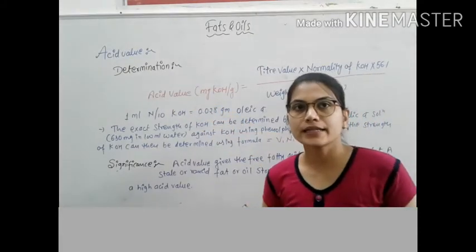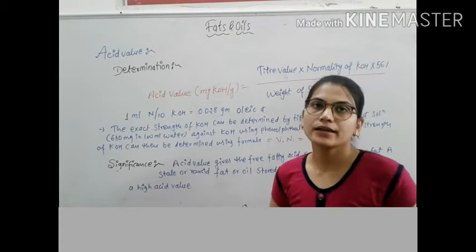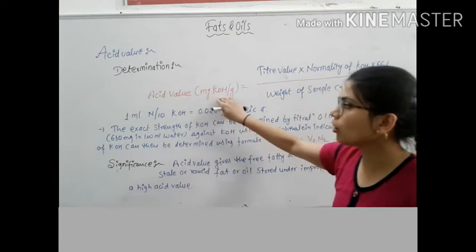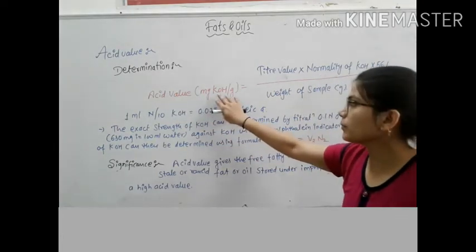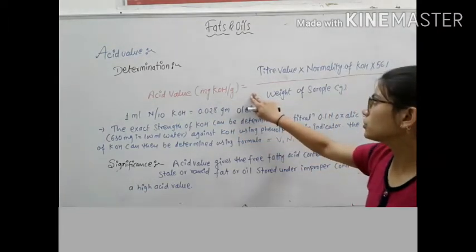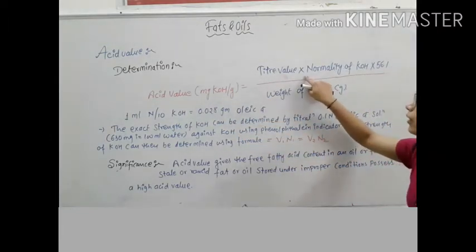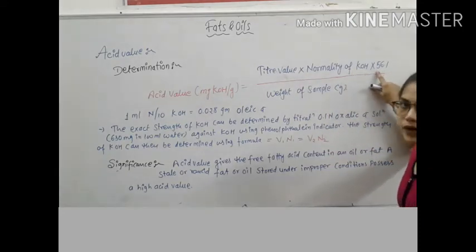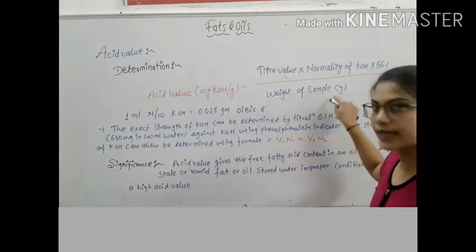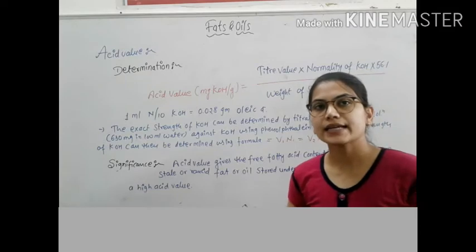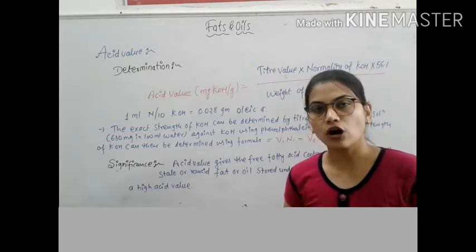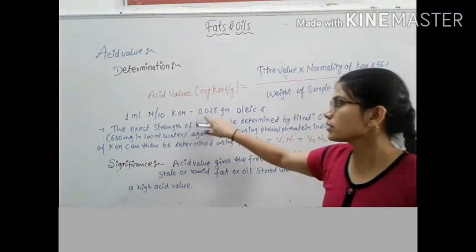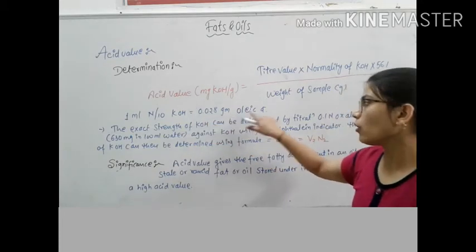The next point is determination. Acid value can finally be calculated using the formula. Acid value in milligrams KOH per gram equals titer value times normality of KOH times 56.1 upon weight of sample in grams. The free fatty acid content is calculated as oleic acid using the equation: 1 ml of N/10 KOH is equal to 0.028 gram oleic acid.